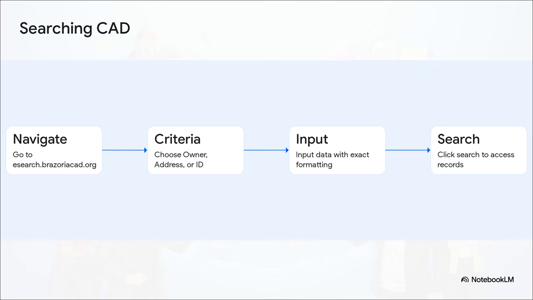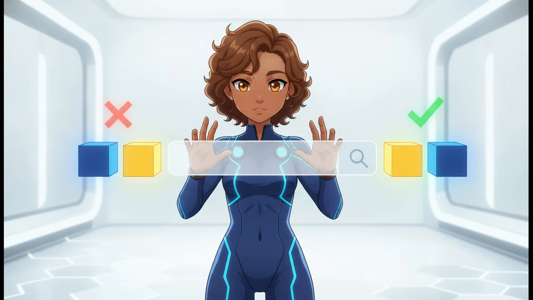You'll instantly access the public appraisal roll, which covers all taxable residential, commercial, industrial, and even mineral property in the entire county. Now, quick heads up on a really common stumbling block: formatting. When you're searching the CAD system by owner name, you absolutely must type the last name first without a comma. So if you type John Smith instead of Smith John, your search is going to come up totally empty. It's a small detail, but a real game changer.